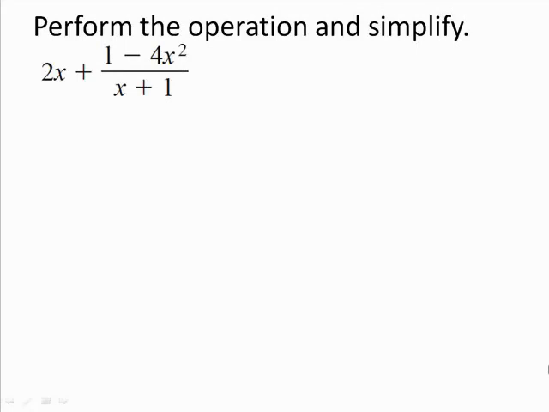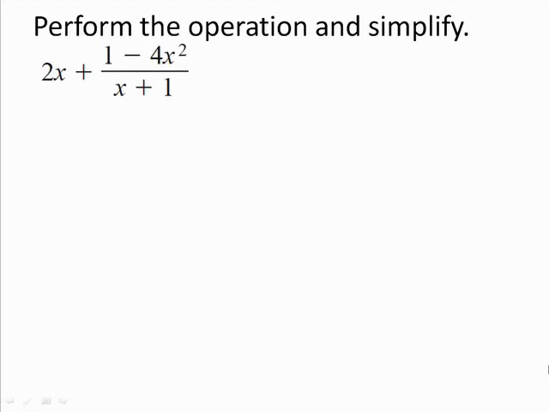Perform the operation and simplify. 2x plus (1 minus 4x squared) divided by (x plus 1). In order to add two fractions, they need to have the same denominator. 2x has a denominator of 1, and (1 minus 4x squared) divided by (x plus 1) has a denominator of x plus 1. The least common denominator is x plus 1.